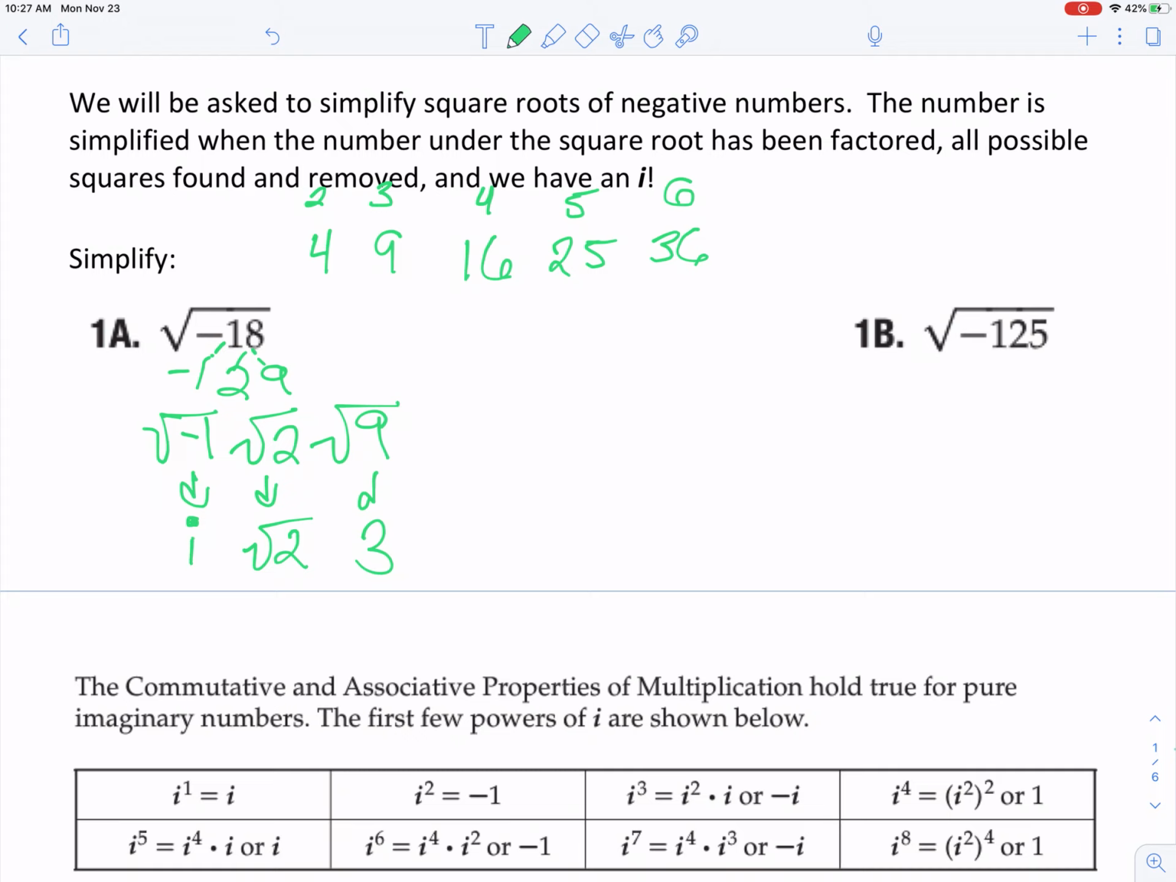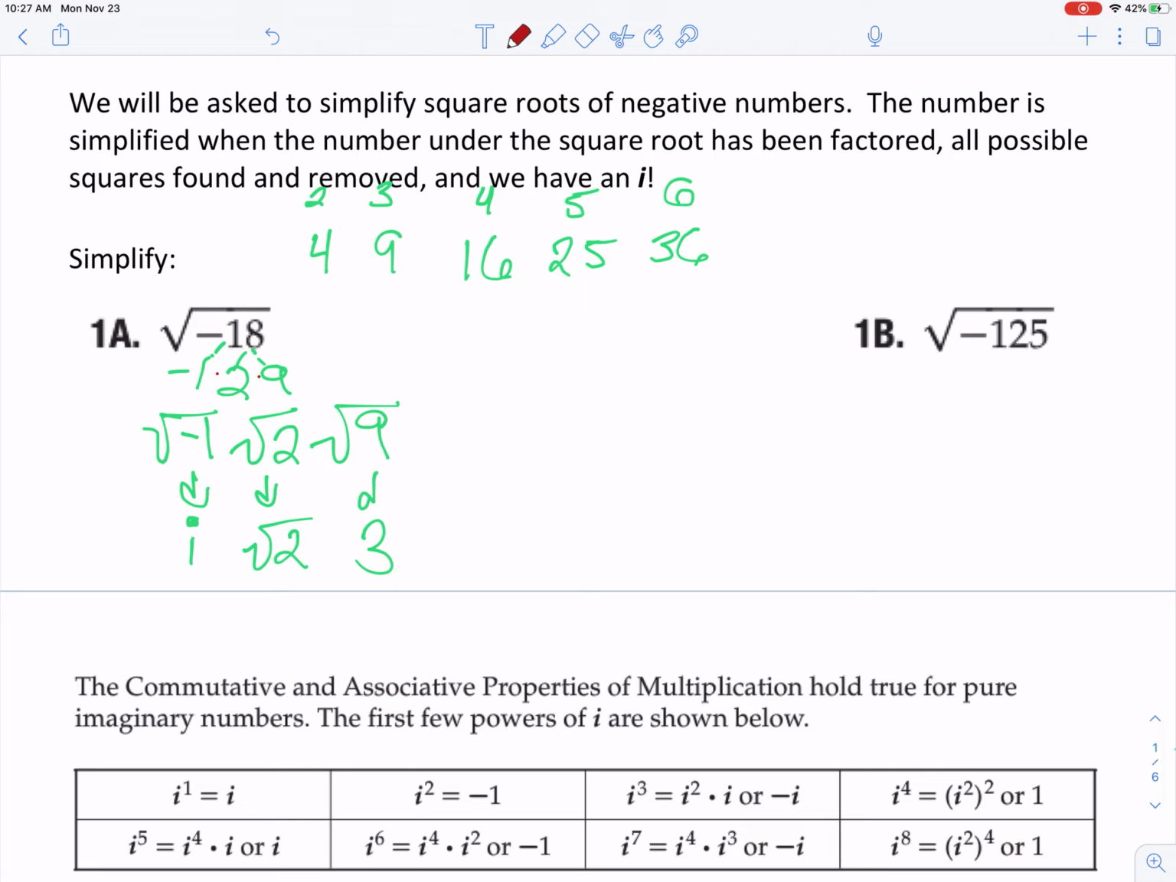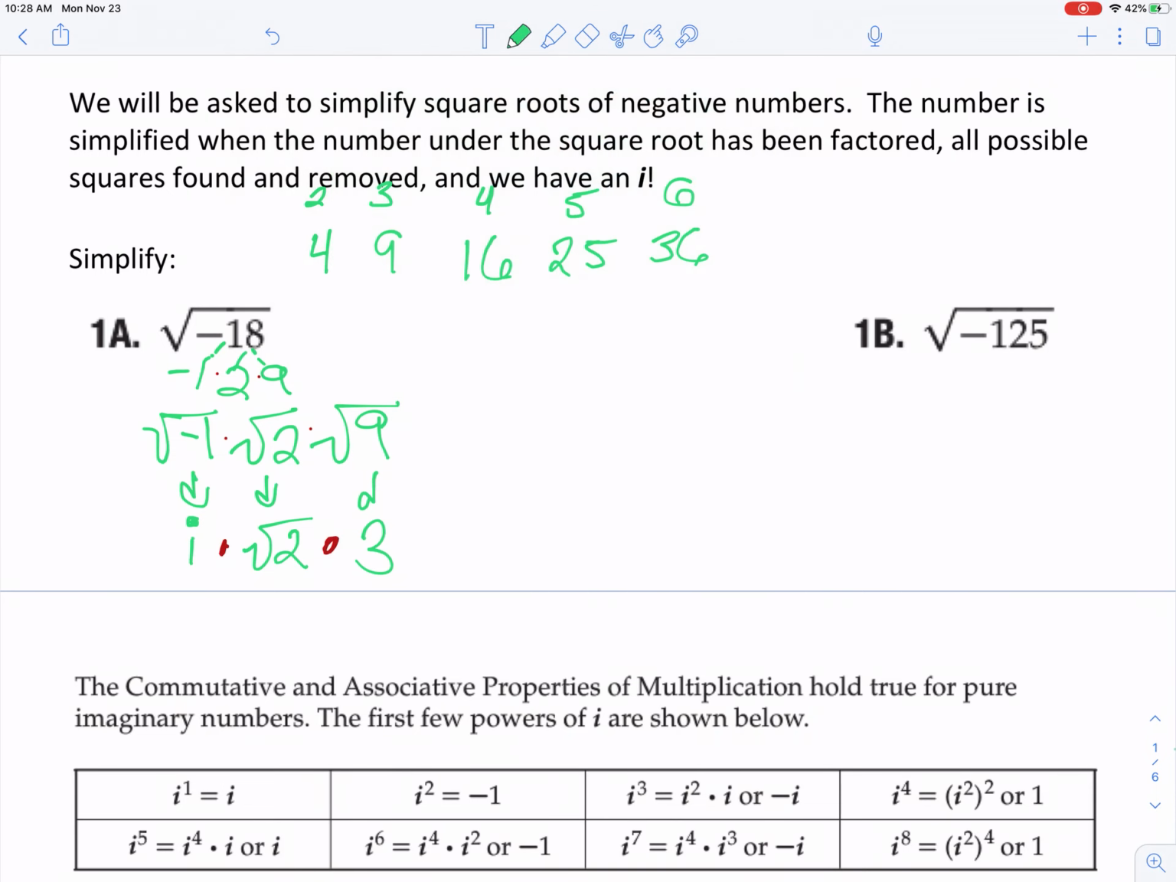Now since it's -1 times 2 times 9, it's still going to be the square root of -1 times the square root of 2 times the square root of 9, which means you still have i times the square root of 2 times 3. So to write this as a nice, happy final answer, it's going to be 3i times the square root of 2. Just like that.